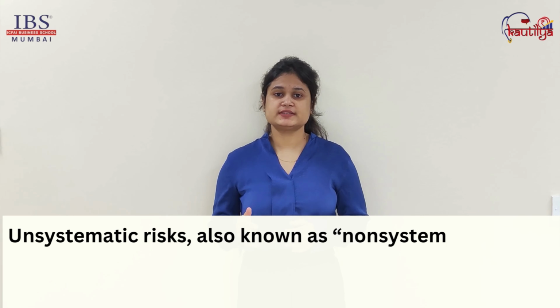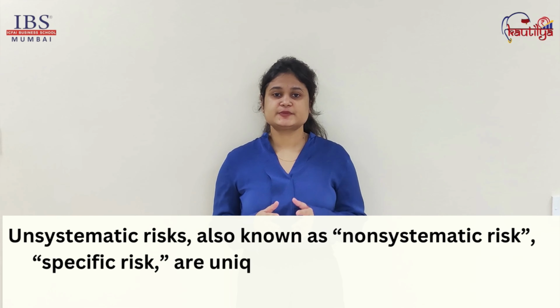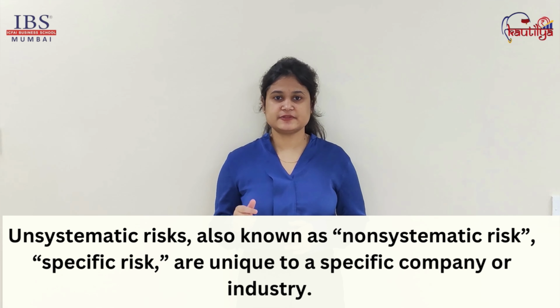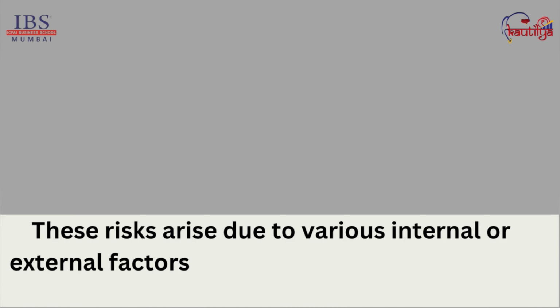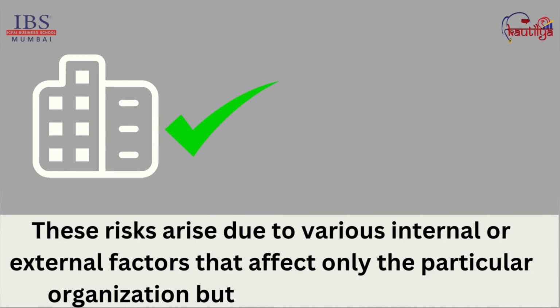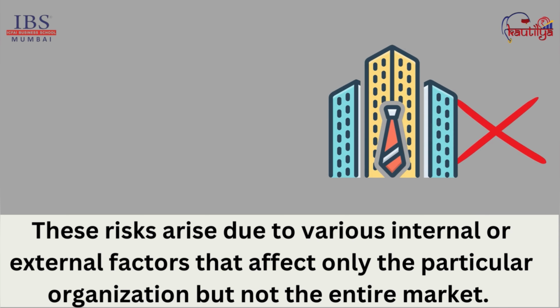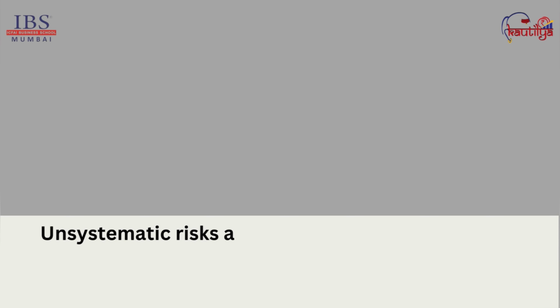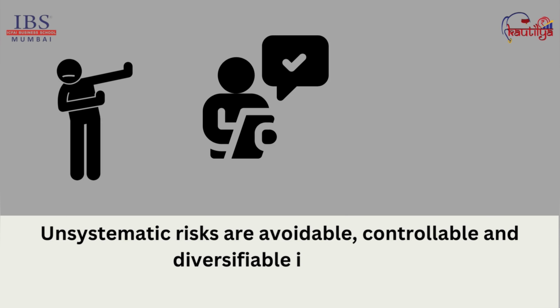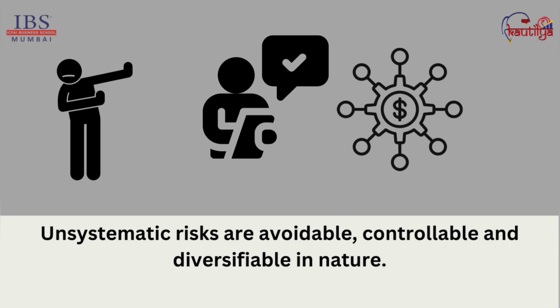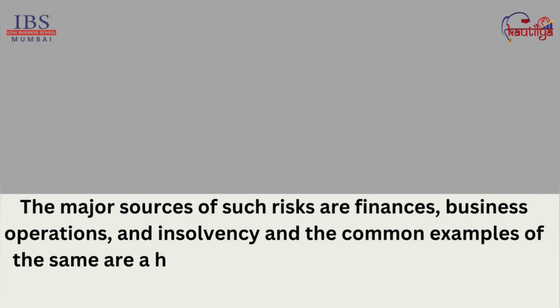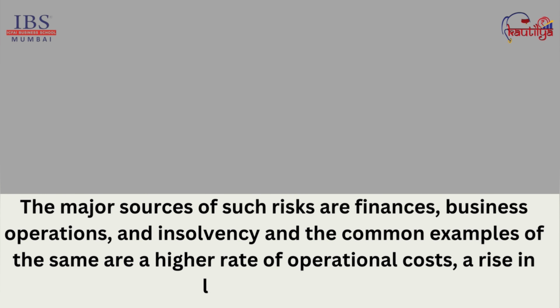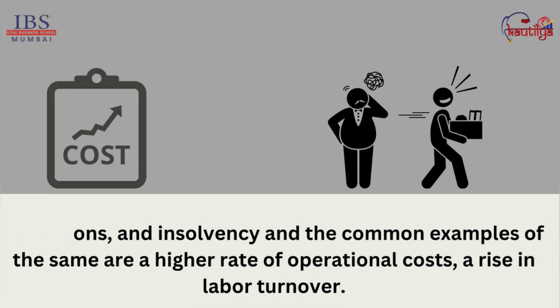Unsystematic risk, known as non-systematic risk, and specific risks are unique to a specific company or industry. These risks arise due to various internal or external factors that affect only the particular organization but not the entire market. Unsystematic risks are avoidable, controllable and diversifiable in nature. The major sources of such risk are finances, business operations and insolvency. And common examples of the same are a high rate of operational costs and a rise in labor turnover.